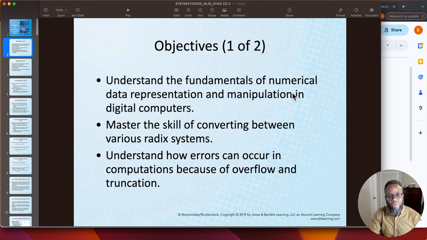We're going to be trying to understand the fundamentals of numerical data representation, and there's going to be a lot of conversion between different bases, converting from base 10 to base 2, and we call those different radix systems. Towards the end, we're going to talk about some error checking, CRC error checking, and some fundamentals around that. There are lots of videos online that you can look through to understand some of those details about CRC checks.